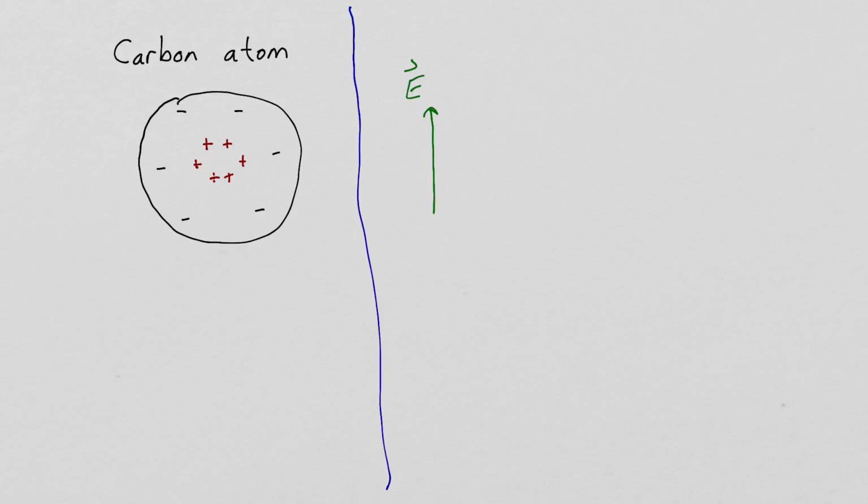The electrons will be pushed down and the protons pulled up by this electric field. So we'll have a distortion of the electron cloud relative to the nucleus. We will model this as a plus Q at the center of mass of the protons and a minus Q at the center of mass of the electrons. And we will define a vector d that points from the minus Q to the plus Q.